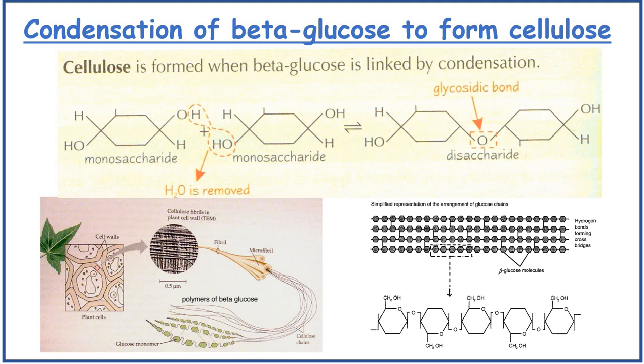Now we're going to look at the structure of cellulose found in plant cell walls. Cellulose is formed when beta-glucose is linked by condensation reactions. But you can see that you have to flip every alternate beta-glucose to form the glycosidic bond. So every other beta-glucose is flipped, and that means you have OH groups facing downwards and facing upwards. When they then form layers, you can get hydrogen bonds which form between these hydroxyl groups.